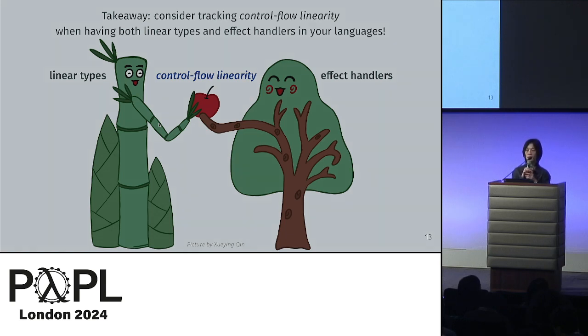Yeah, I think they are related, since a control flow linear continuation is essentially a linear function. But I guess one difference is we also use the terminology control flow linearity for operations, which refers to the linearity of their continuation function.